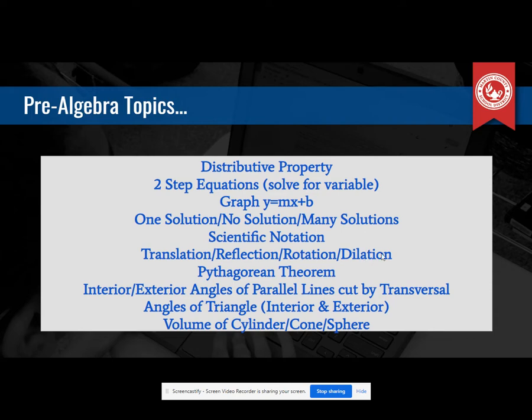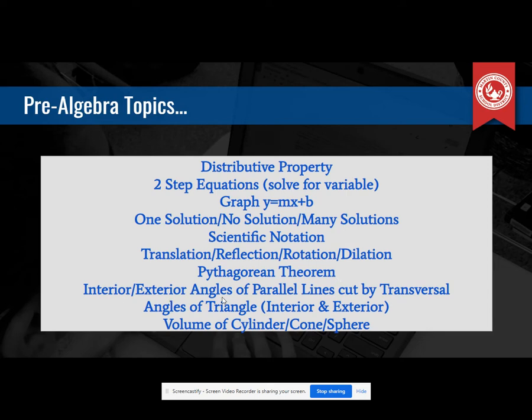So you remember this one: dilation makes it bigger or smaller, rotate 90 degrees, reflect over the x or y axis, and then translate up, down, left, or right. Okay, Pythagorean theorem. All right, everybody remembers that's from our triangles, a squared plus b squared equals c squared.